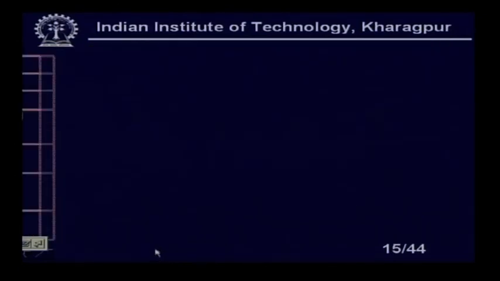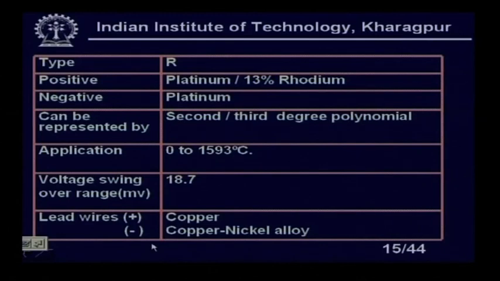and copper nickel alloy. This is also platinum rhodium, but here the rhodium percentage has been increased. So, instead of 10% rhodium, because as you know rhodium is more expensive than platinum. So, it is an 87% platinum and 13% rhodium alloy, which will make the positive terminal, and negative is platinum. It can be represented by a second or third degree polynomial. Application is 0 to 1593 degree centigrade. Voltage swing is 18.7 millivolt.